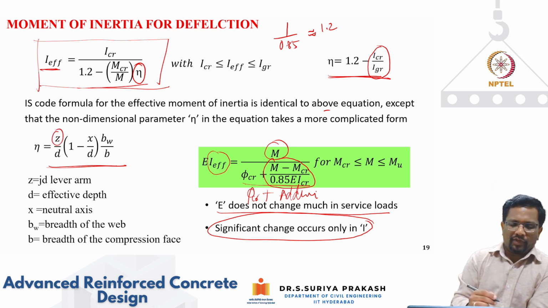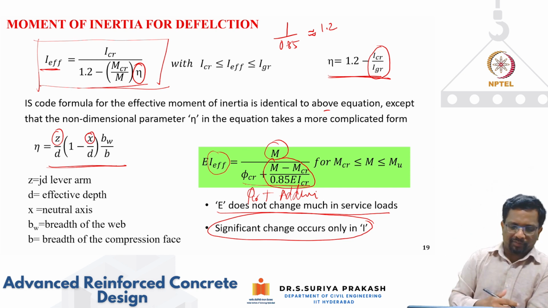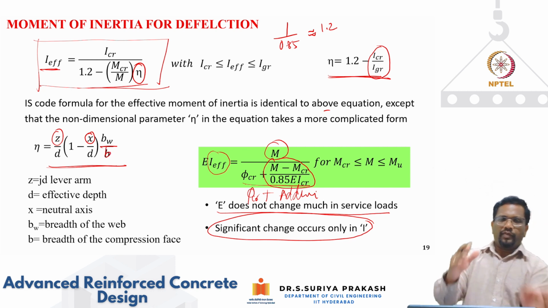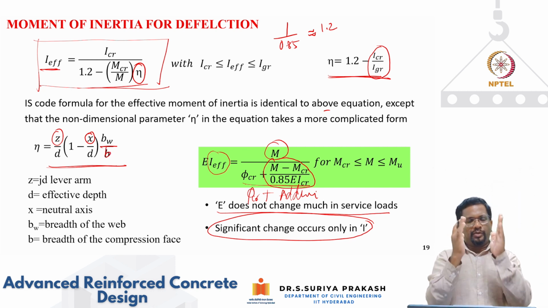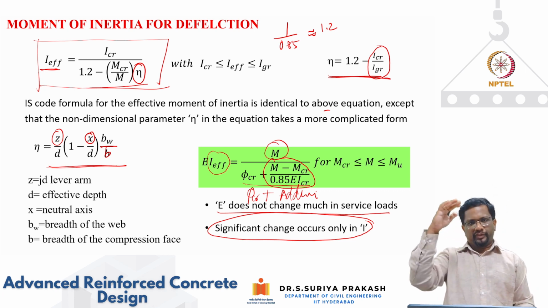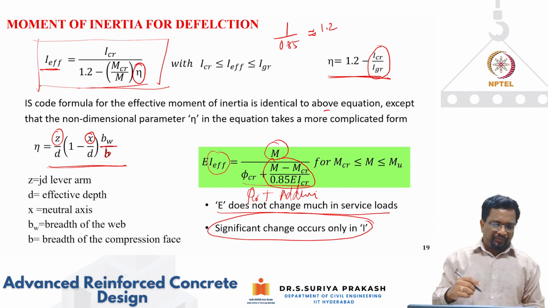Z is your lever arm, and X is your neutral axis depth using your working stress method, and Bw by B. Okay, what is Bw? When you have a flanged section, it is going to be the width of the web, and B is the breadth of your compression face. It could be the width of your T section, the top flange width, right?